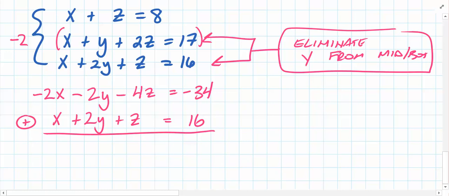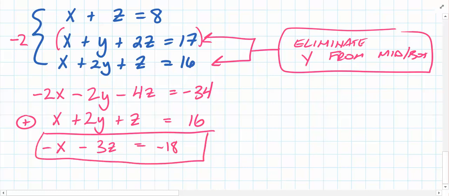Negative 2x plus an x, how much is that? That's a negative x. The y's go away. That's wonderful. Minus, was that 3z? Is worth, what's negative 34 and 16? How much is that worth? Negative 18. Wonderful. Awesome. So now I know that I have a negative x minus a 3z is worth negative 18. Hey, what's the next step?